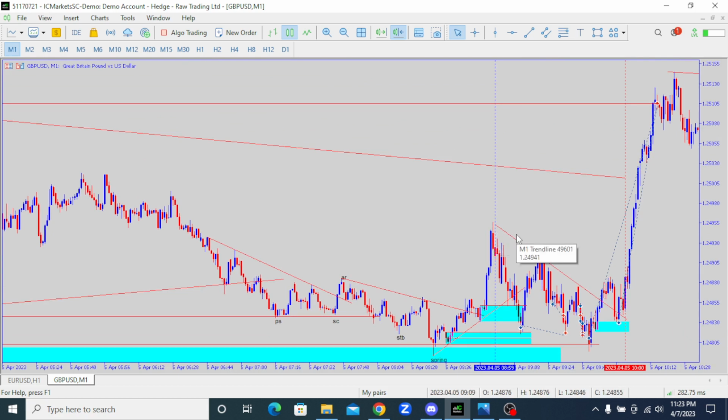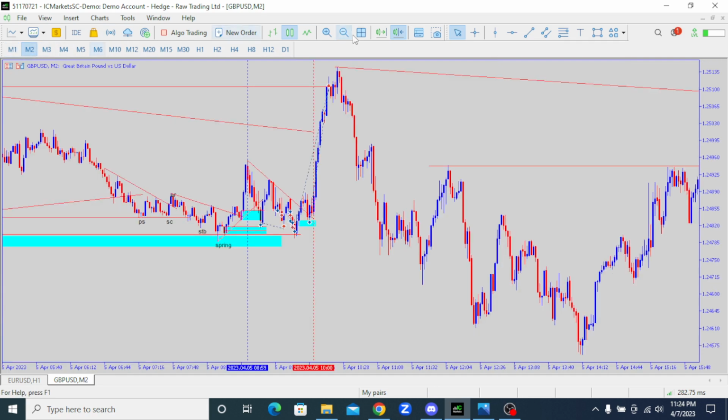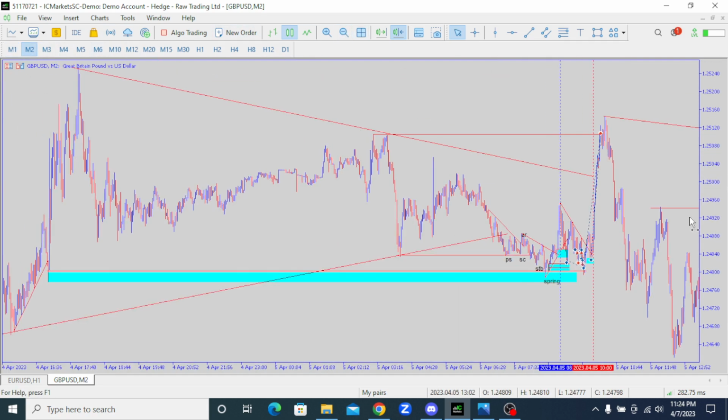And guys, I did mention in my previous video that the form of liquidity that is mostly used are trend lines. Trend line liquidity is literally everywhere.